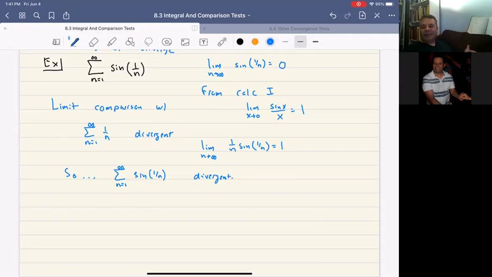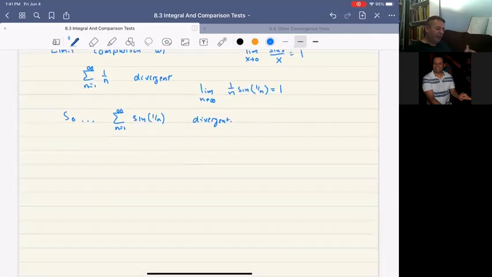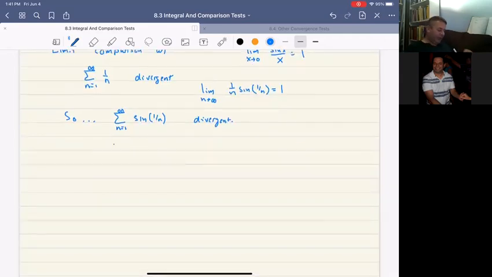Okay, here's something to think about. What about the sum n goes from 1 to infinity, sine 1 over n to the p? I want you all to think about that.